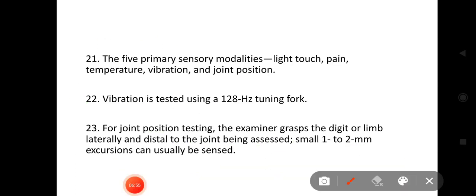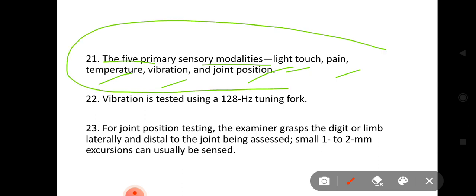The 5 primary sensory modalities, which are the 5 primary sensory modalities: light touch, pain, temperature, vibration and joint position. So an MCQ can be asked which of the following is not a primary sensory modality. So these 5 are the primary sensory modalities. Vibration is tested using a tuning fork of 128 Hz.